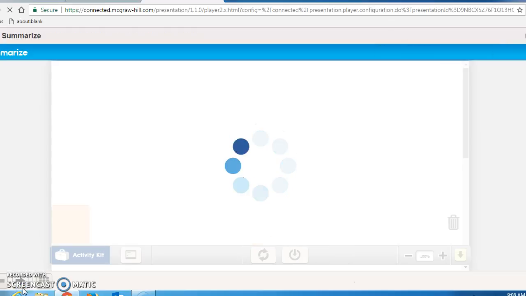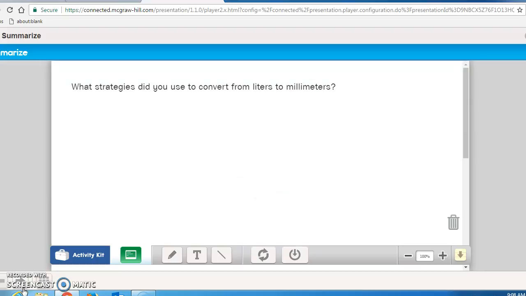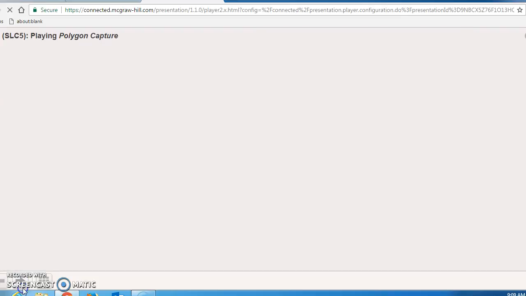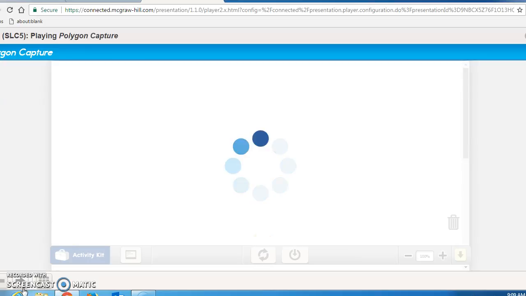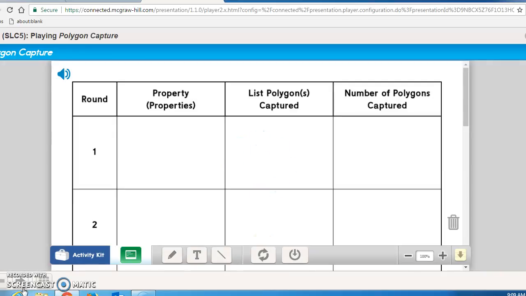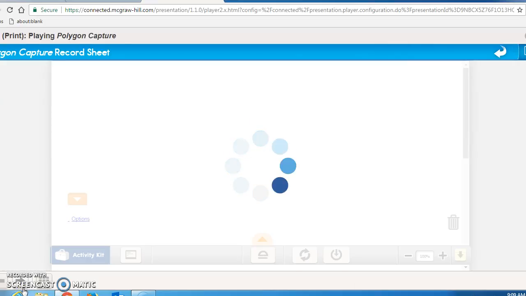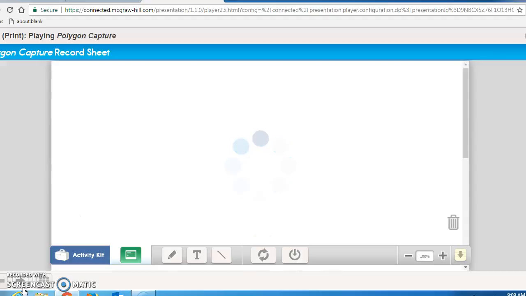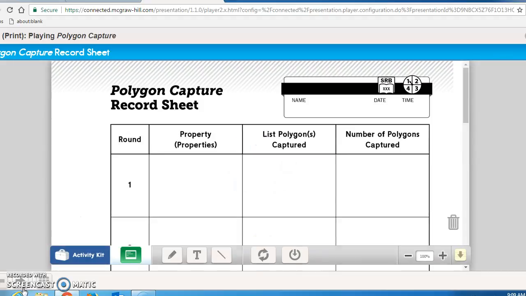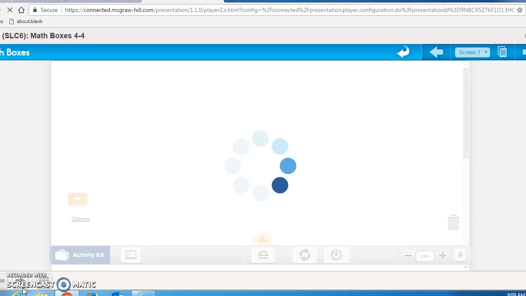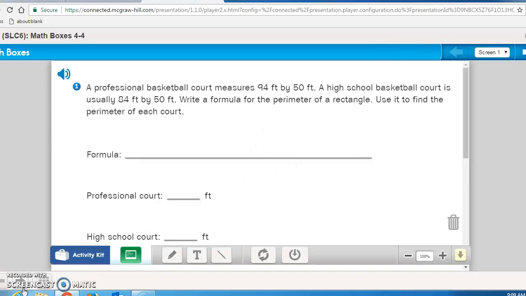Those are the solutions to some of the problems you had earlier. So what strategies did you use to convert from liters to milliliters? Did you multiply by 1,000? Did you look at the chart to make sure that you had it correct? So what you're seeing here is called polygon capture. That is going to be a game that we will be playing together in the future.